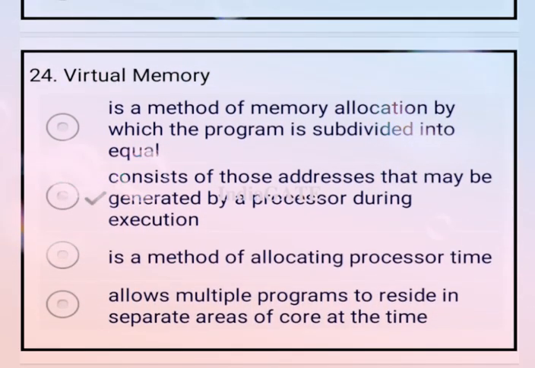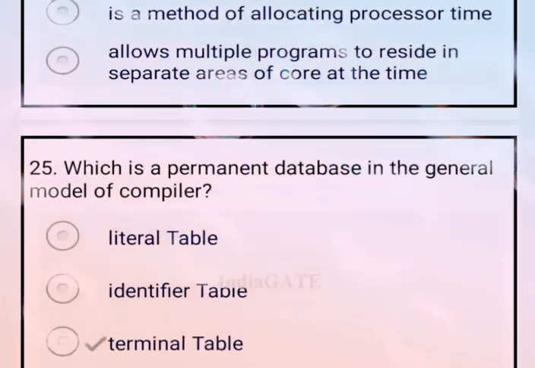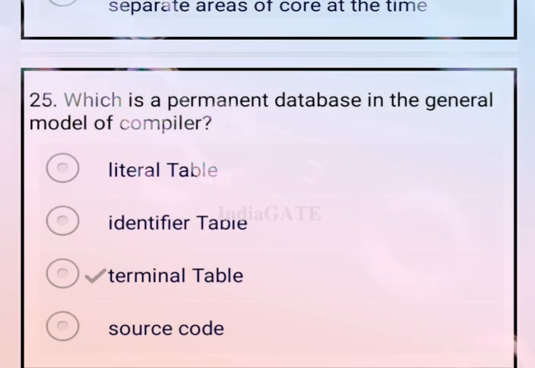Virtual memory. So the correct answer for this question is option B. Virtual memory consists of those addresses that may be generated by a processor during execution. Next question. Which is the permanent database in the general model of the compiler? So the correct answer is option C, that is terminal table.